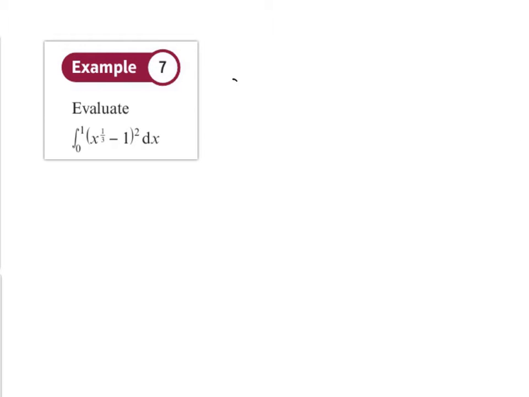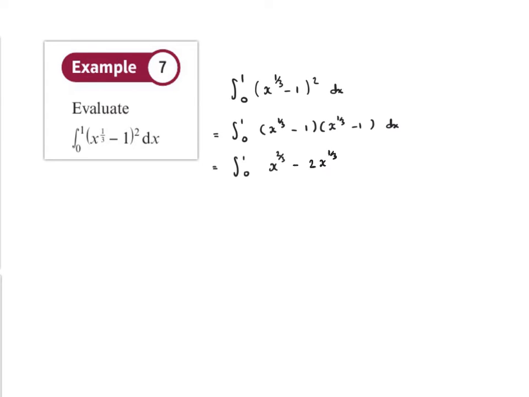Example 7. Here we're being asked to integrate between 1 and 0 the function x to the power of a third minus 1, squared. So the first step here is to expand out that bracket. For most people, you will find it best to write out the bracket twice. This avoids any careless mistakes. So this is now equal to, expanding this out, x to the third times x to the third is x to the 2/3. And then minus 1 times x to the third, minus another, gives us minus 2x to the power of a third. And finally, minus 1 times minus 1 is positive 1.